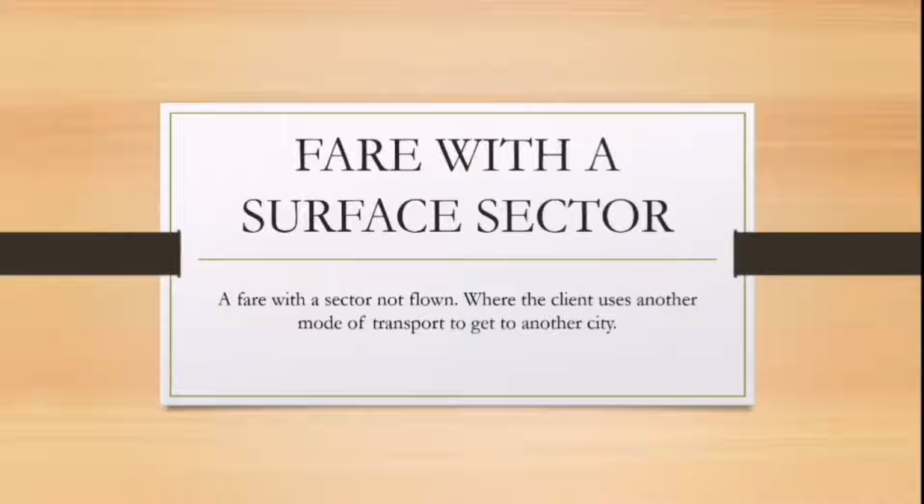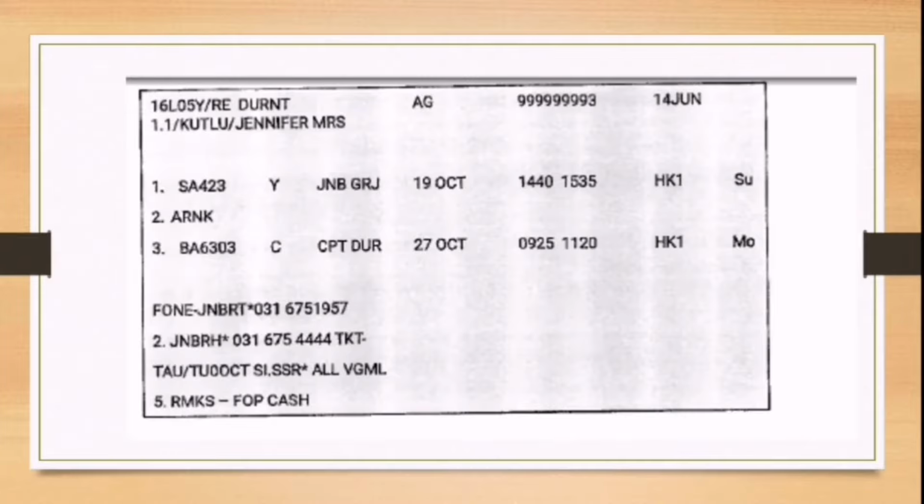So with a surface sector, you will see that in case you have a client who has a route that looks like this one. You firstly have Johannesburg, George, and then you have a surface sector, and then you have Cape Town and Durban. If you look at number 2, it is indicated as ARNK. That ARNK is the code that indicates that there will now be a surface sector.